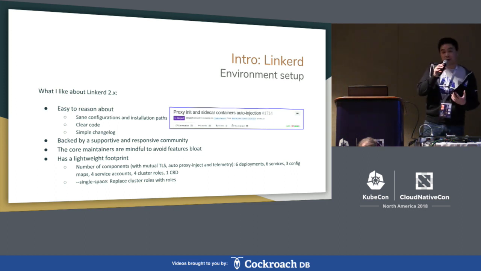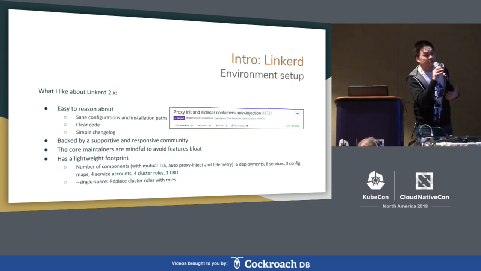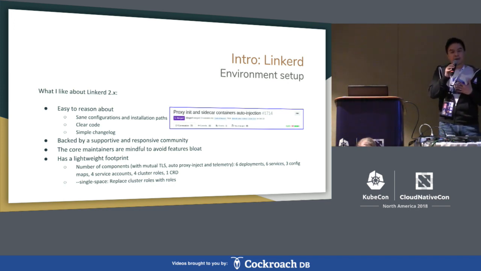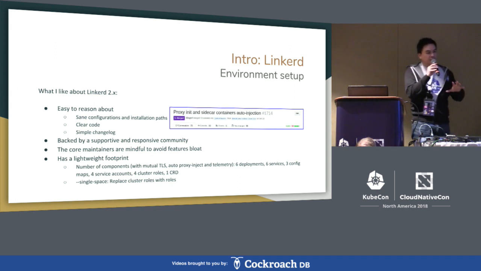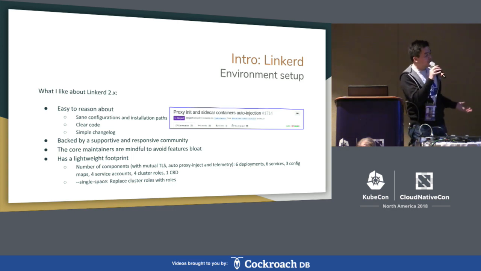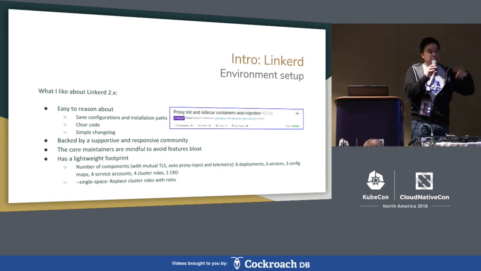And if I did my math correctly, with Linkerd 2.1, the number of components that actually get deployed or installed is very minimal. With mutual TLS, proxy auto injection and telemetry all enabled, there were about 6 deployments and a couple of other services, config maps and service accounts. So relatively speaking, it makes me feel more comfortable putting this into production because I could actually reason about it and look at what is going on there. And if you are concerned and you don't like cluster roles, there's a new flag they introduced that you can switch over to just roles, namespace roles.